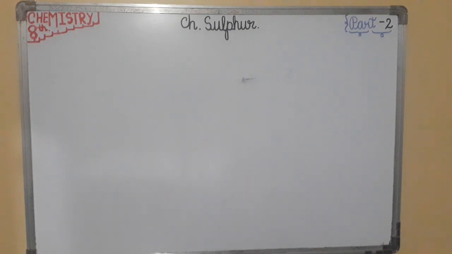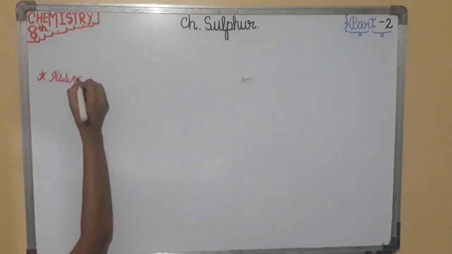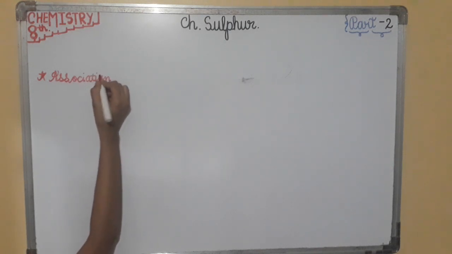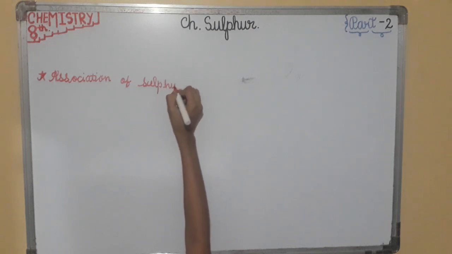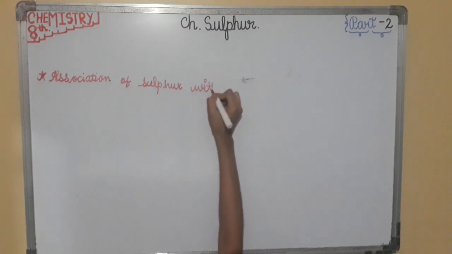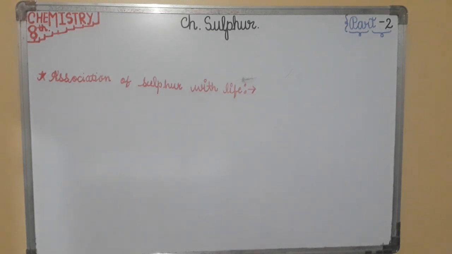Next is association of sulfur with life. Small amounts of sulfur are needed for plants and animals. Sulfur is found in garlic, onion, cabbage, soya bean, fish, egg, mustard, dairy products and meat.